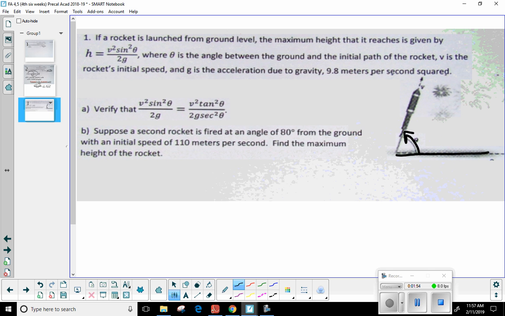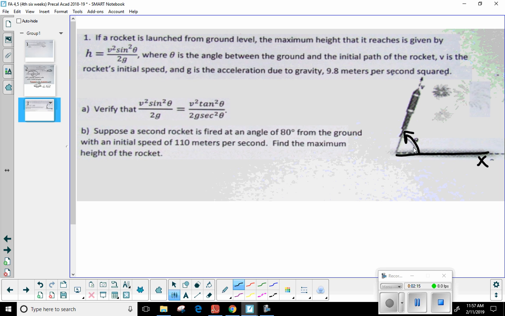So pretend this was the positive x-axis. Okay. The initial path of the rocket. V is the rocket's initial speed, so how fast the rocket is moving, and g is the acceleration due to gravity. So 9.8 meters per second squared. That's the pull of gravity. So for those of you who have been in physics or are in physics, you'll recognize that value.